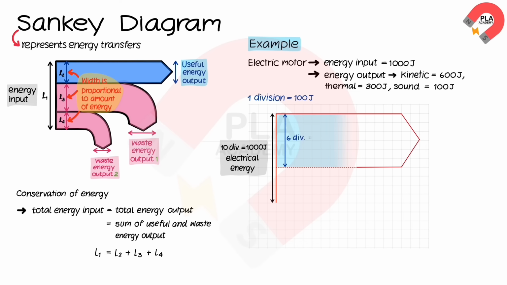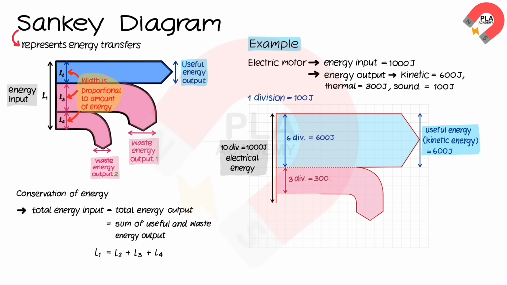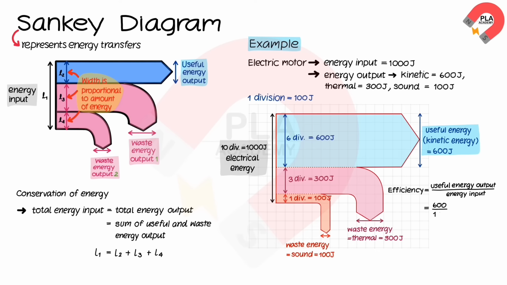The width of the straight arrow pointing to the right, representing the useful energy output for kinetic energy, will be 6 divisions, equivalent to 600 joules. The width of the arrow that bends away, representing the thermal energy, will be 3 divisions, equivalent to 300 joules. The width of the arrow that bends away, representing the sound energy, will be 1 division, equivalent to 100 joules. To calculate the efficiency of the motor, we divide 600 by 1000 equals 0.6, or 60% efficiency.